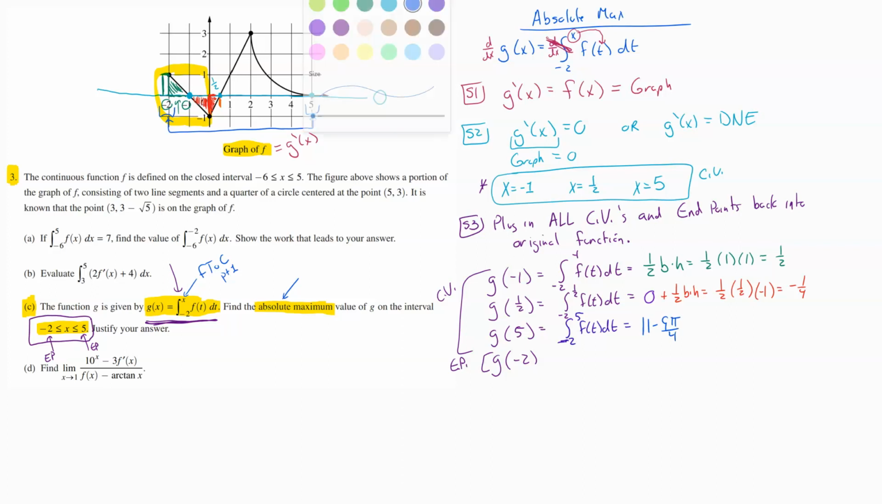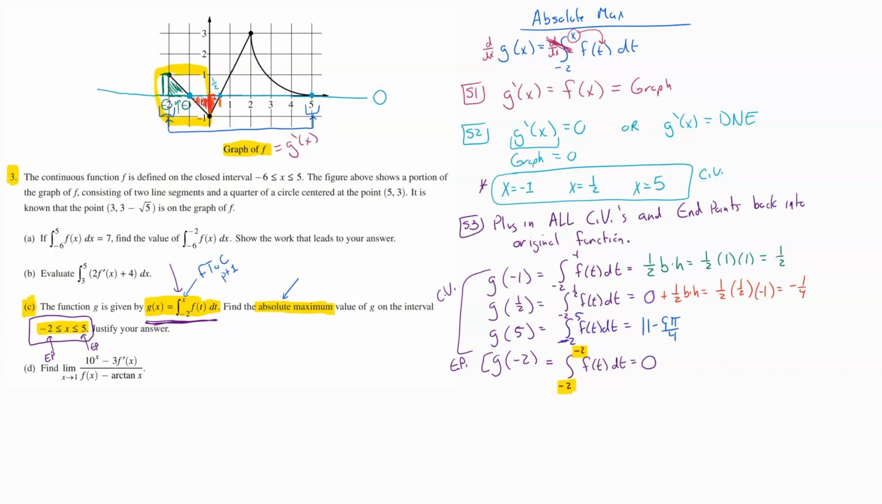And then the last integral here that we've got to figure out is what happens when we plug in -2. So this would be the integral from -2 to -2 of f of t dt. Well, this is one of those ones where when your bounds match up, no matter what's going on with your integral, when you have matching bounds, the answer to this is always going to be 0.